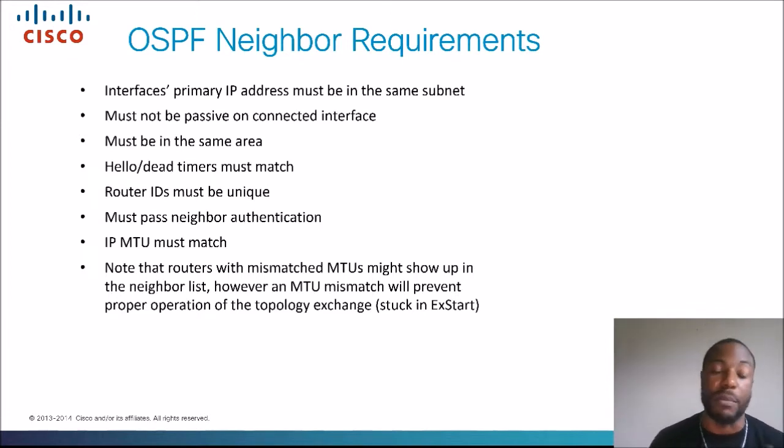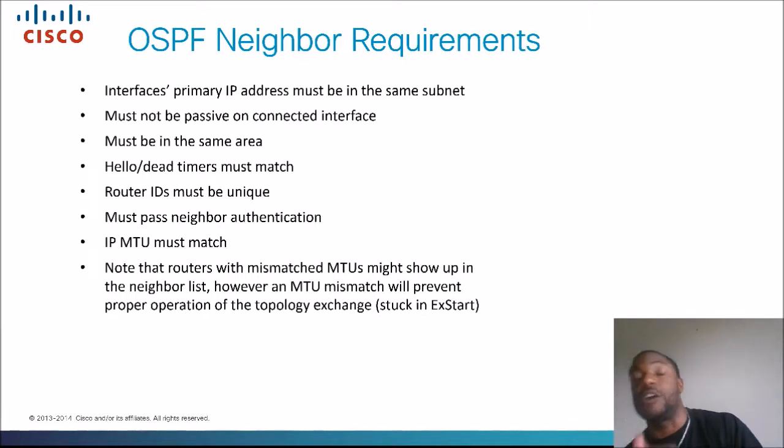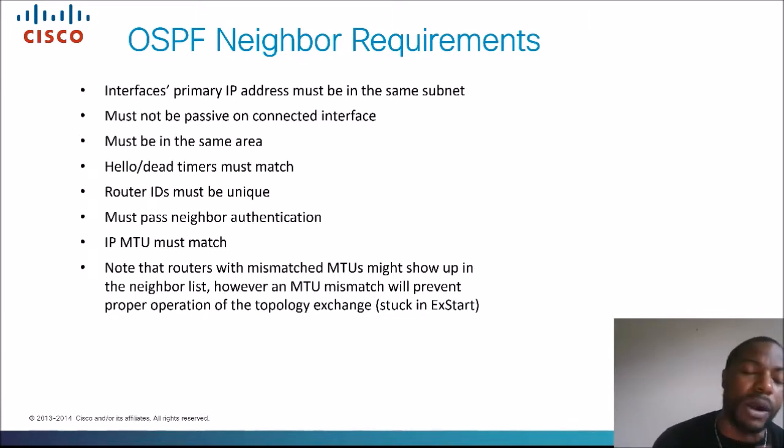MTUs must match. Remember, we try not to change it. So if mine is 1500, yours have to be 1500. Also, this last caveat here says, note that routers with mismatched MTUs might show up in the neighbor list. However, an MTU mismatch will prevent proper operation of the topology exchange, which means it'll be stuck in ExStart. I believe we may or may not talk about what this is in the video.